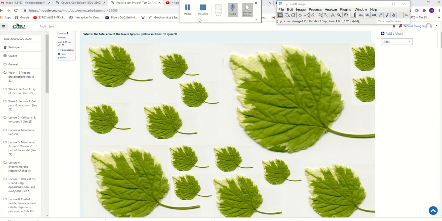Okay, I'm going to try to explain this one that is very easy, very fast. Here they are asking you what is the total area of the leaves. So here there are many leaves that are 15. And the idea that I want is that you can measure this manually or you can do it automatically. In this case, it will be easier.